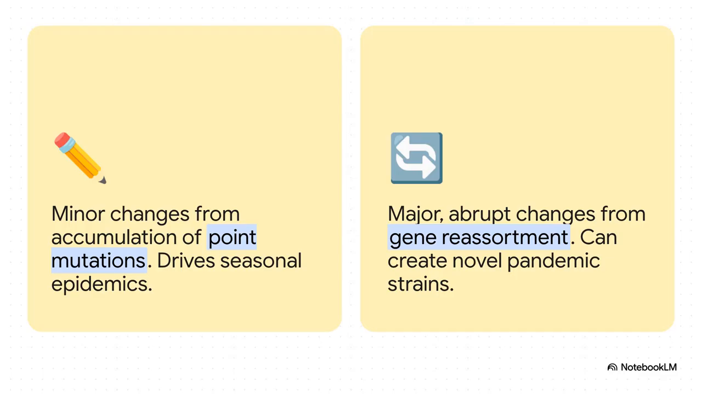And that leads us to two concepts that are absolutely critical to understand: drift and shift. You can think of it like this. Antigenic drift is the slow, steady accumulation of small changes. It's why we need a new flu shot every year. But antigenic shift, that's the big one. It's a sudden, dramatic change, a complete genetic reshuffling that can create a brand new virus, and that's what has the potential to cause a global pandemic.